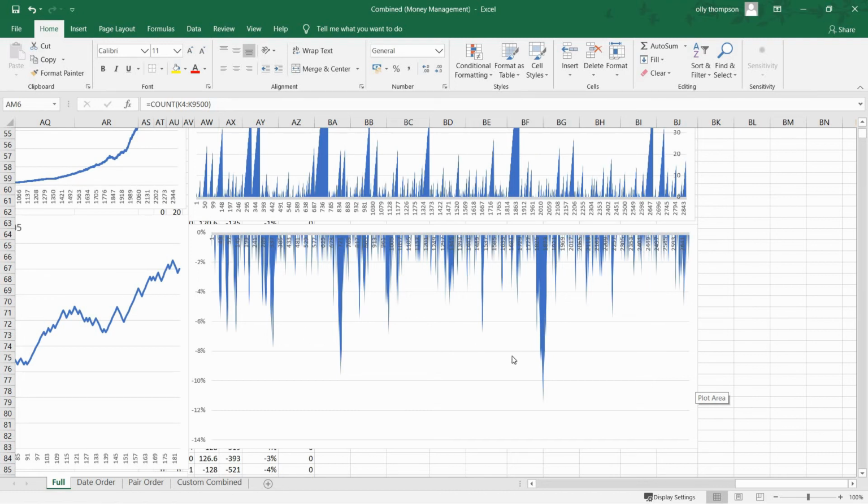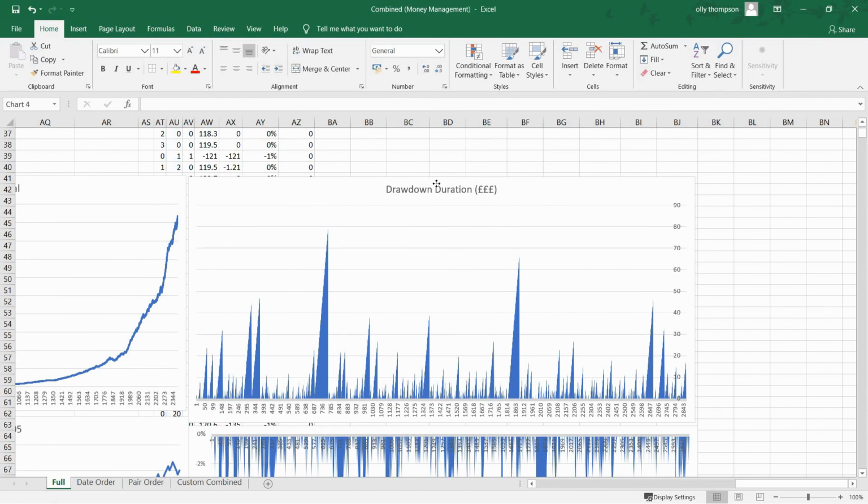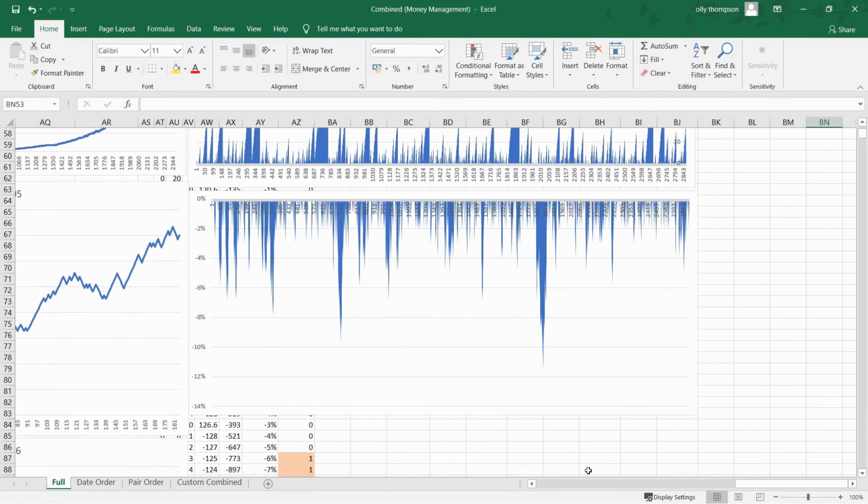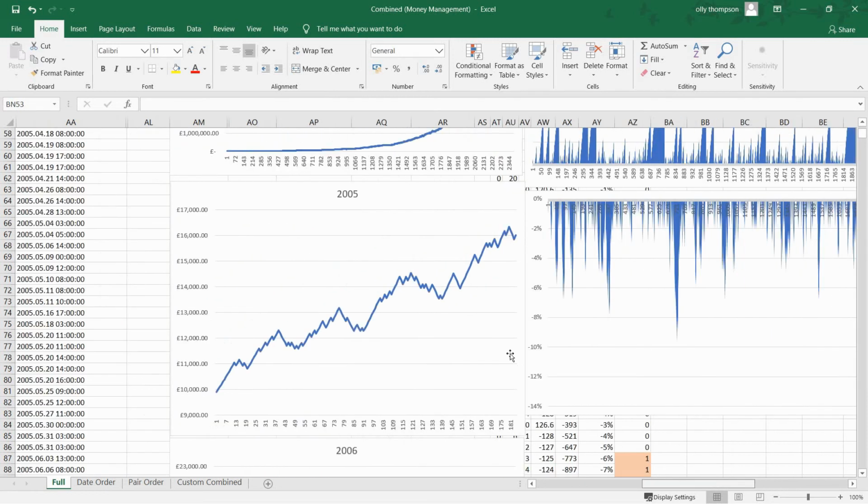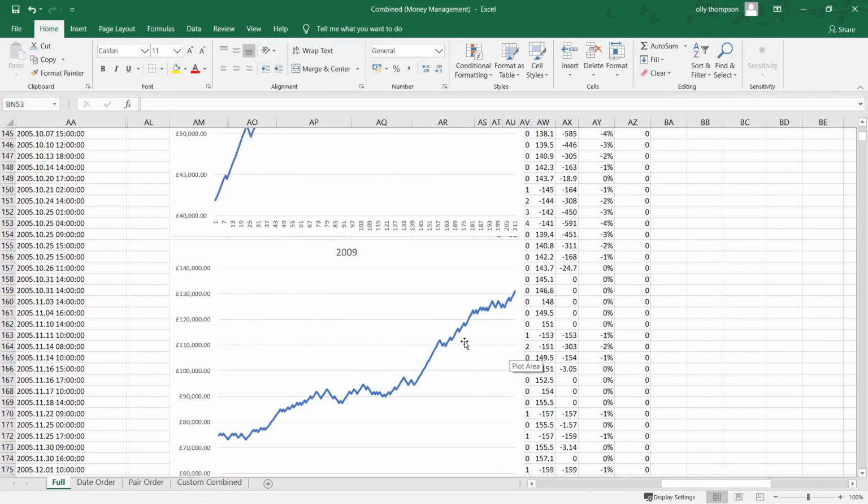Okay, so drawdown periods here, drawdown duration, in terms of monetary drawdown duration. So here, this was that one, probably in 2005, was it? No, it wouldn't be, it would be later than that. Drawdown duration.